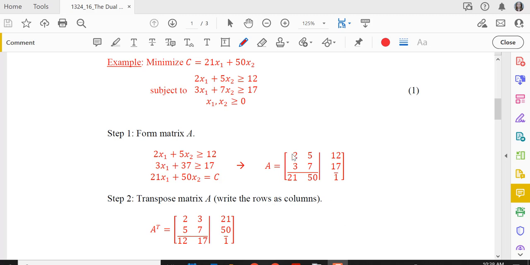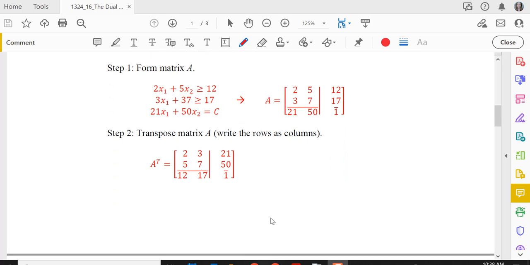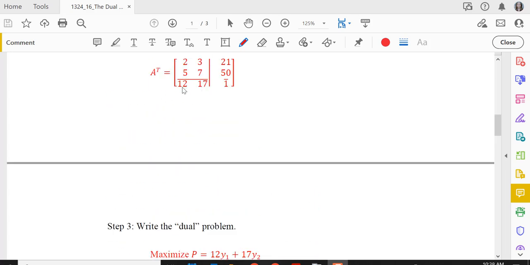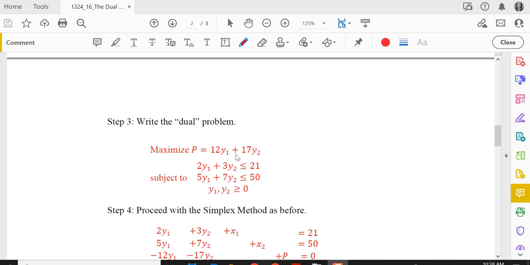When you transpose a matrix, the row becomes a column. Once you get the transpose, you're going to write the dual problem. You're going to turn it into a maximize problem. And you're going to maximize down here, 12y1 plus 17y2, subject to these two constraints. And the constraints now have less than or equal to. So when you have a minimization problem, you have to write the matrix A, then find the transpose, then write the dual problem.